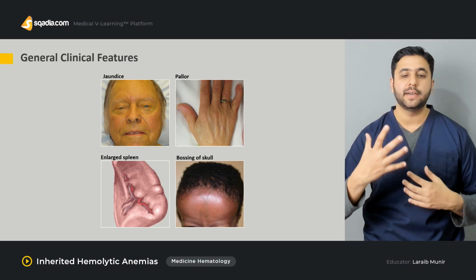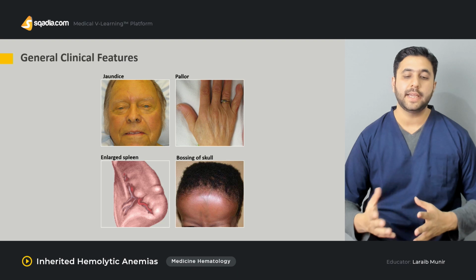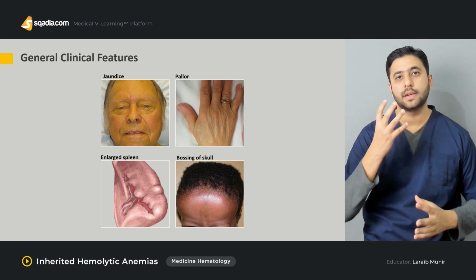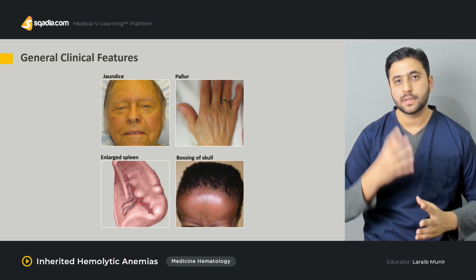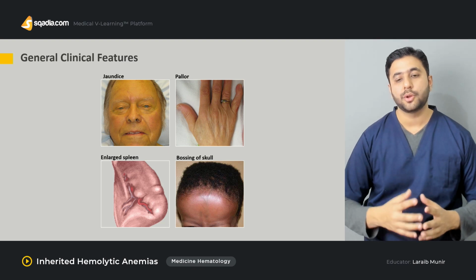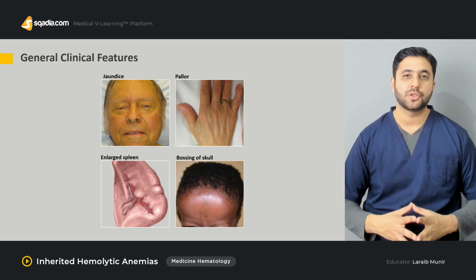It can also be evident in the skull, especially in patients with thalassemias. The characteristic feature is the bossing of the skull, enlargement of the skull. This is because of increased erythropoiesis within the bone marrow.